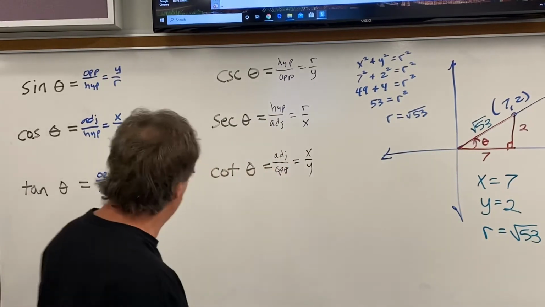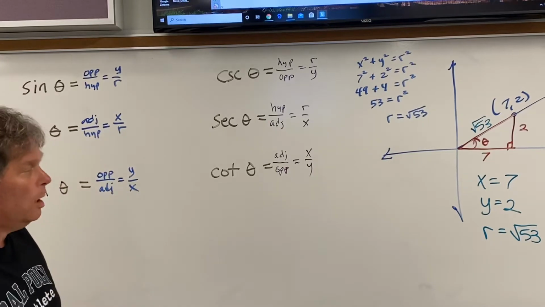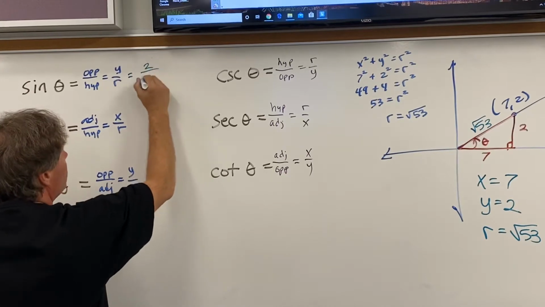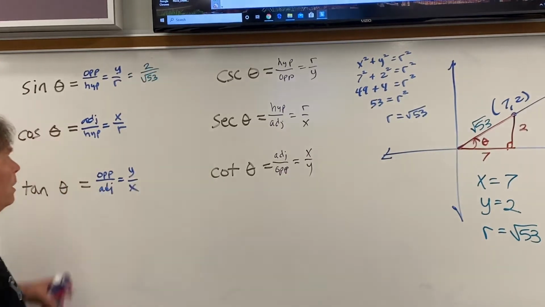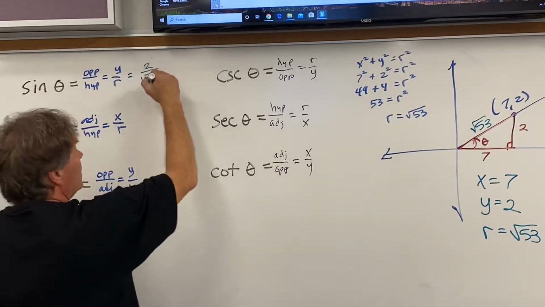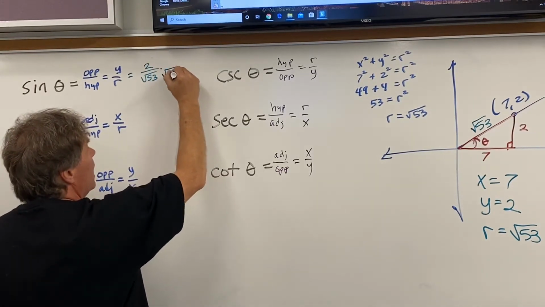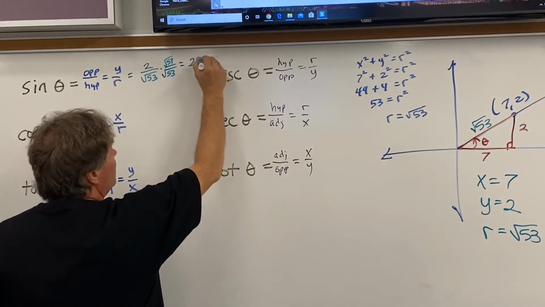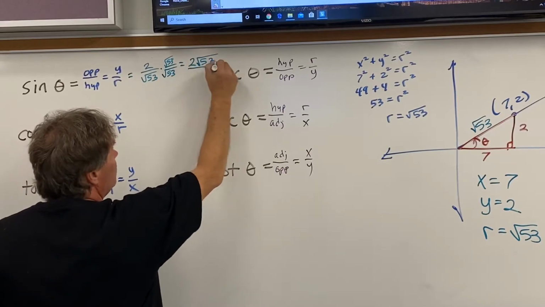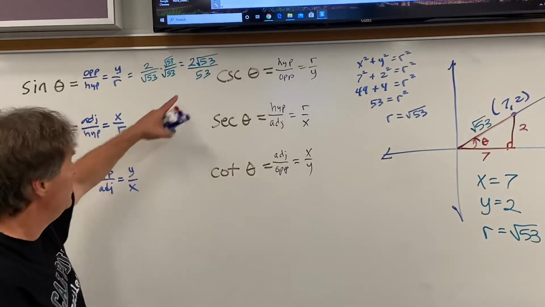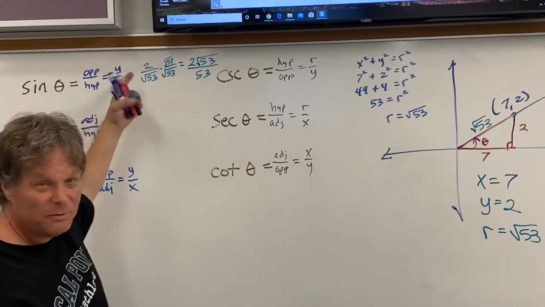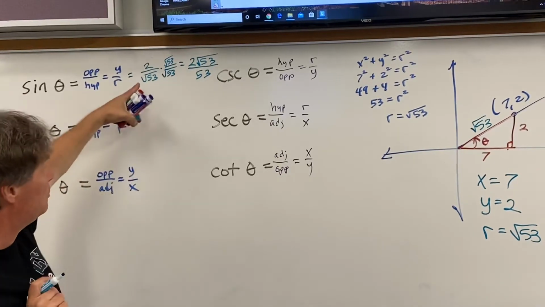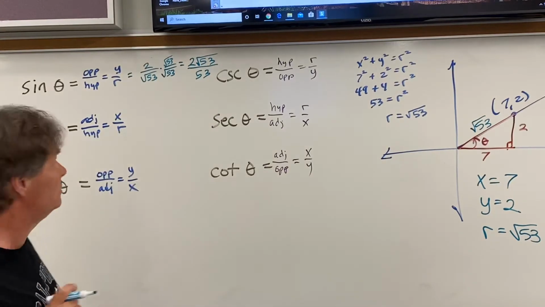Okay, so let's do these guys. Sine is y over r, so it's 2 over root 53. Remember, you're not allowed to have square roots in the denominator. So to rationalize that denominator, we unfortunately have to multiply by root 53 over root 53. And the sad fact is, those dirty dogs think that is actually a prettier answer than 2 over root 53 because it's rationalized. Go figure. Not me. I think that's prettier, but they think that's prettier. That's the correct answer.